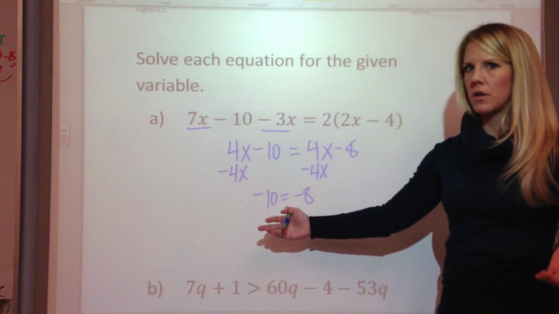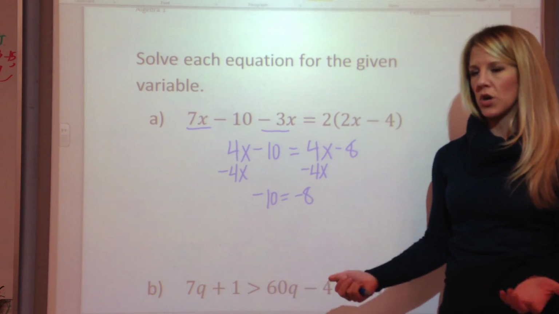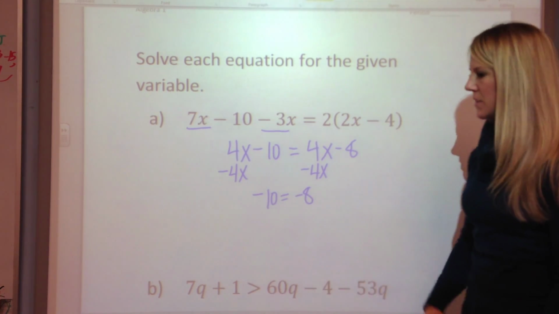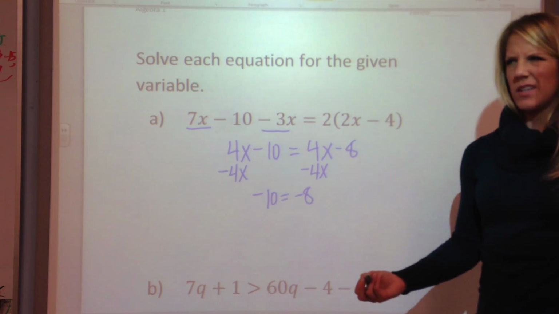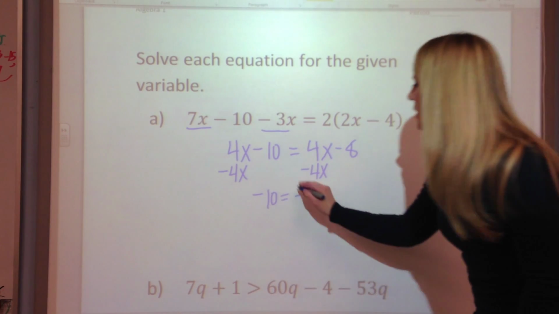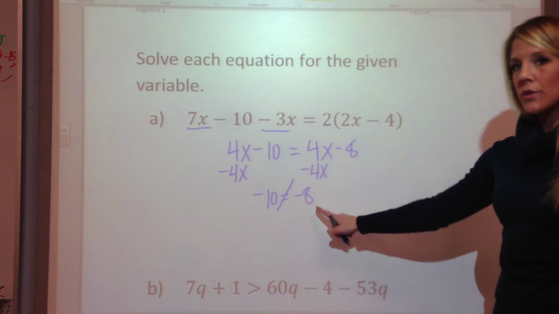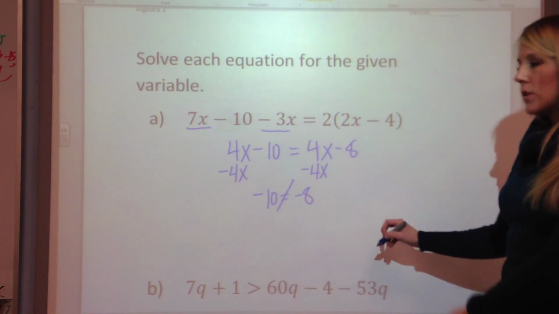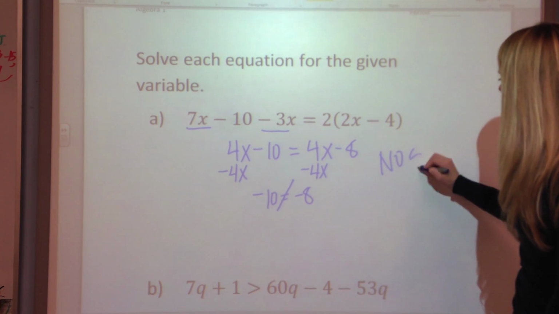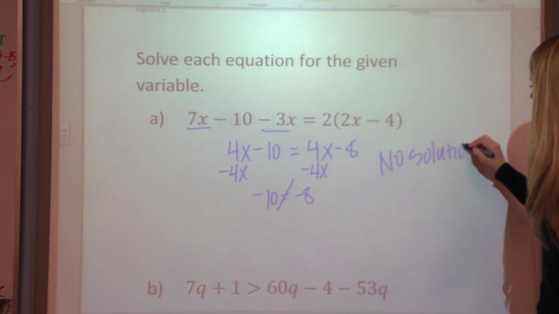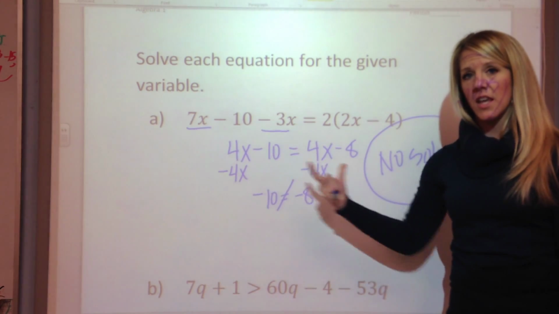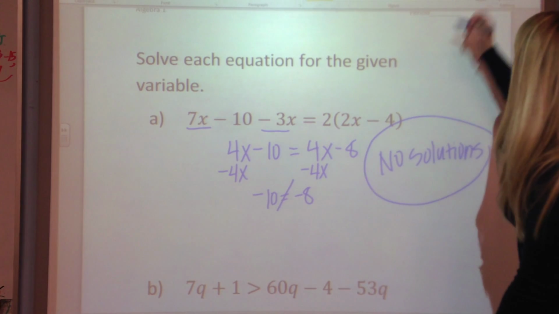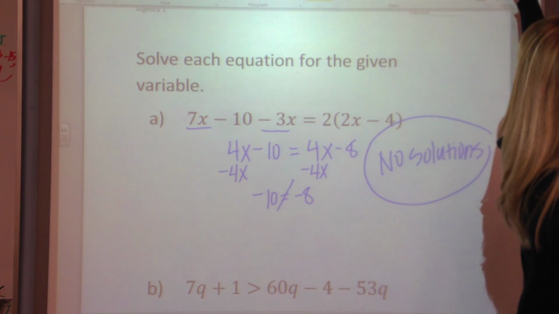So notice I didn't just stop and say, I don't know what to do. There's no more x. I went ahead and finished out the problem and see what's left. So now I say, okay, well, negative 10 equals negative 8. Well, that's never true. That makes no sense. So since it's not true, it's a false statement, negative 10 does not equal negative 8, my answer then is no solutions. There will never be a number that I can plug into this equation that would make the left side equal the right side. All right, let's look at one more.